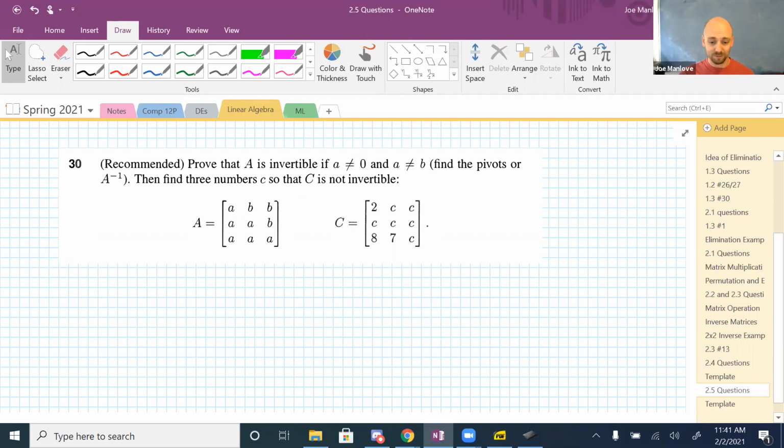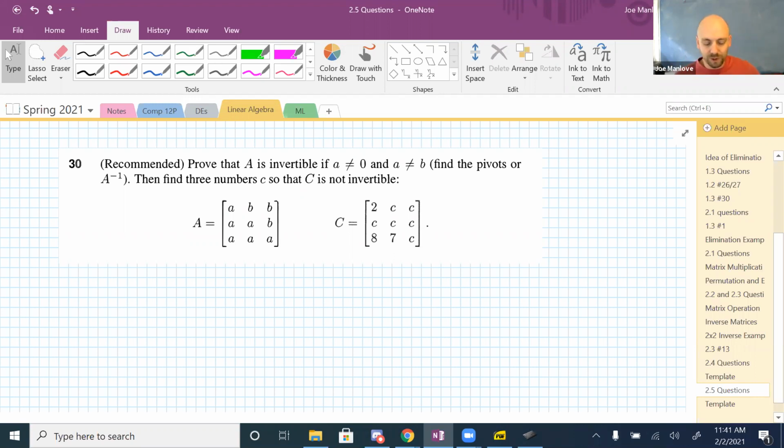Which one do you want to start with? Do you want to start with taking this in order, or do you want to start with this? Start with matrix C here. I think I have matrix A because I found the pivots. Okay, yeah, so if we could do C. So yeah, let's start with matrix C here.